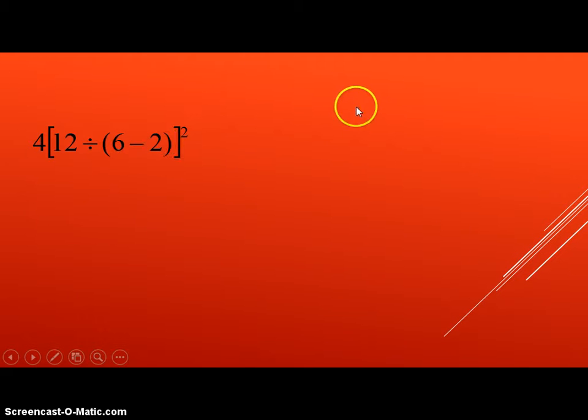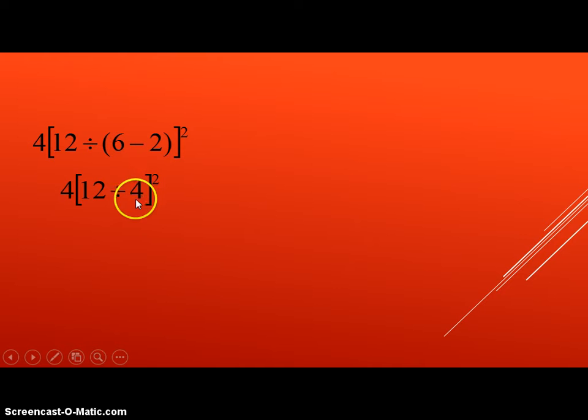So let's take a look at 2 of them. Here's the first one. Here's a grouping symbol, a bracket and parentheses. You're going to do this one first. 6 minus 2 is 4. So I have 12 divided by 4 squared. I'm going to multiply all that by 4 last.